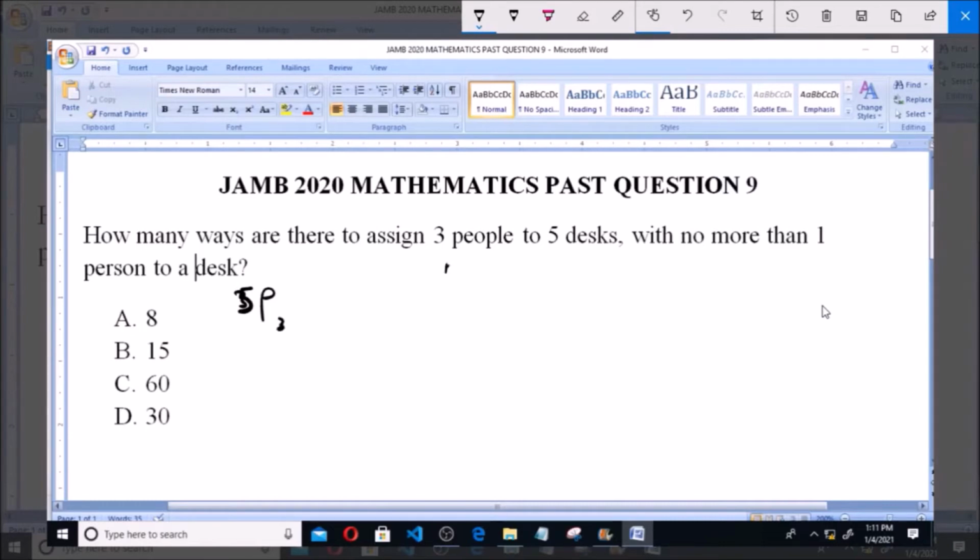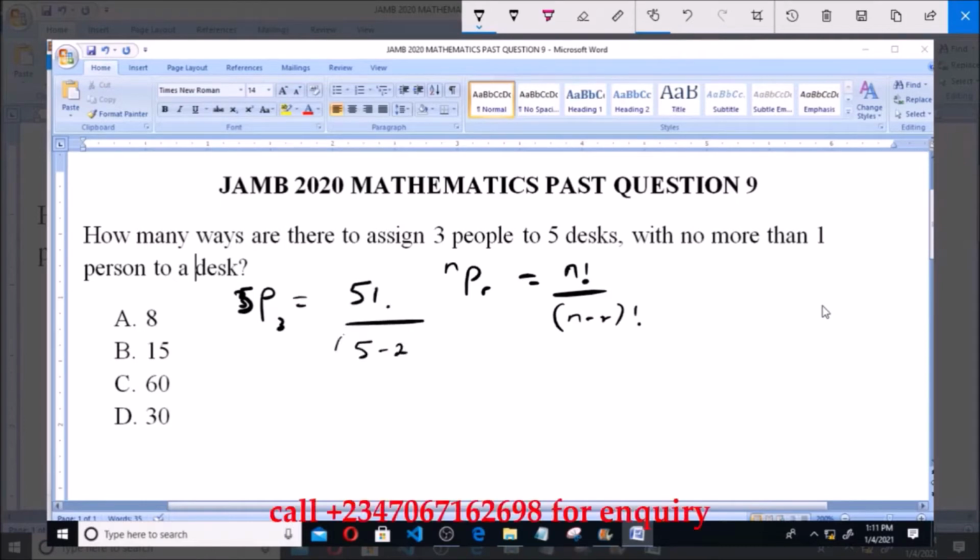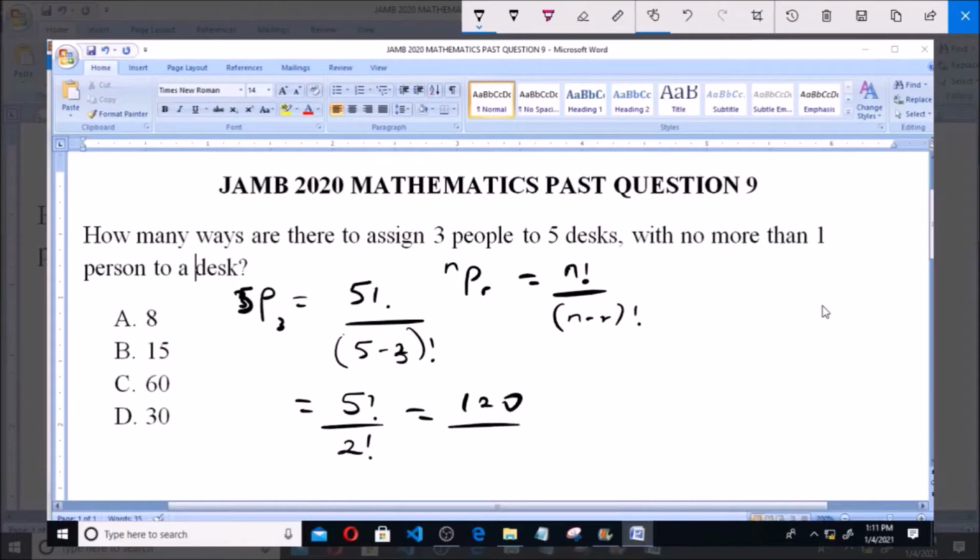5 permutation 3, and like we know, nPr is equal to n factorial all over n minus r factorial. So since we have 5 permutation 3, that will be equal to 5 factorial all over 5 minus 3 factorial, and this is equal to 5 factorial all over 2 factorial. Now 5 factorial is equal to 120 and 2 factorial is equal to 2, so 120 divided by 2 is equal to 60. So the answer to this question is option C, 60.